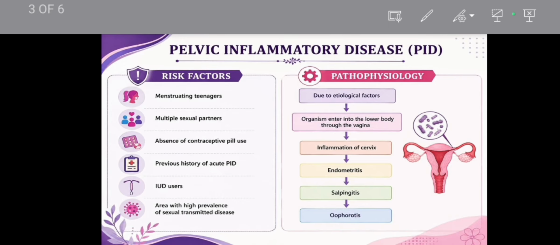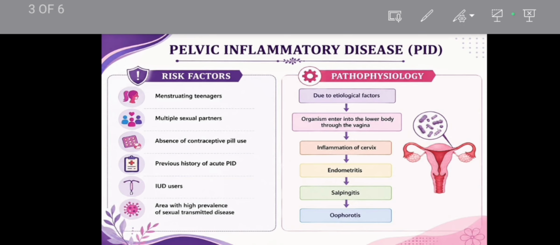Now coming to the risk factors of PID. PID is more commonly seen among menstruating teenagers. Having multiple sexual partners also increases the risk. Other risk factors include absence of contraceptive pill use, a previous history of acute PID, IUD users, and women living in areas where sexually transmitted infections are highly prevalent.